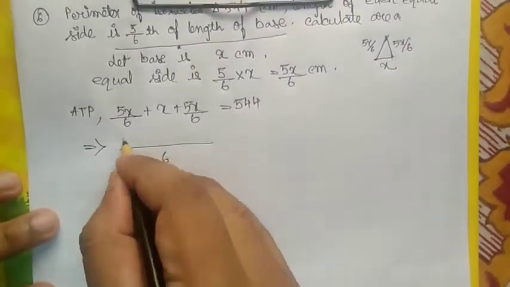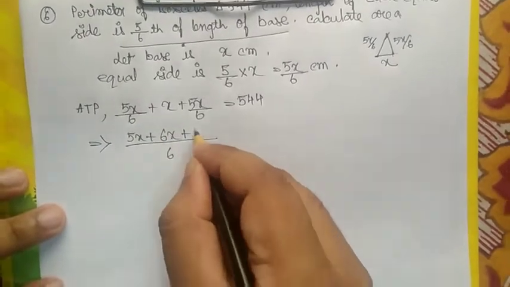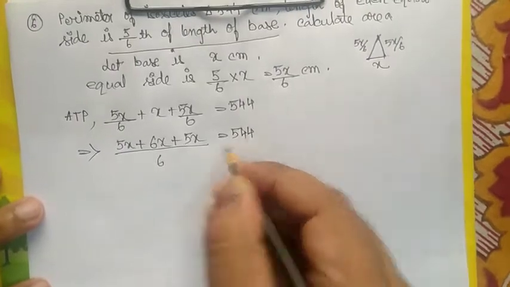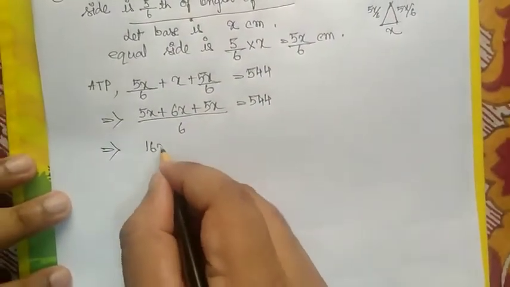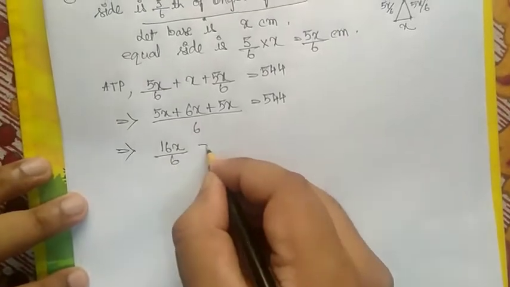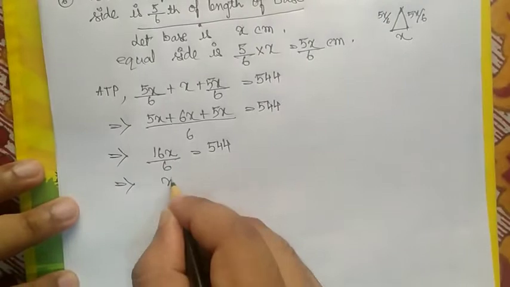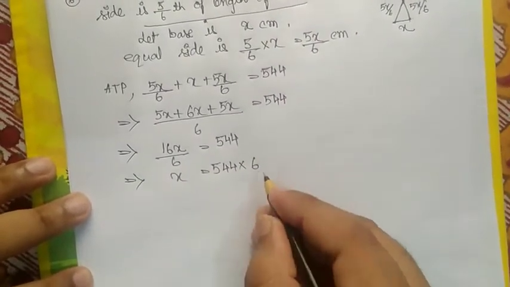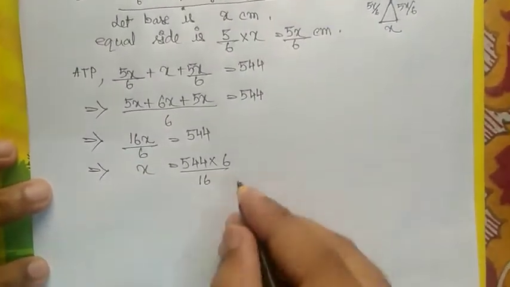LCM is 6, therefore we get 5x plus 6x plus 5x equal to 544. 5x plus 5x is 10x, plus 6x is 16x. 16x by 6 equal to 544. Therefore we get x equal to 544 into 6 by 16.